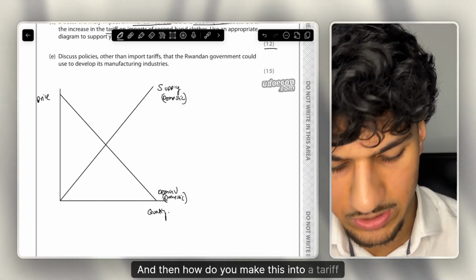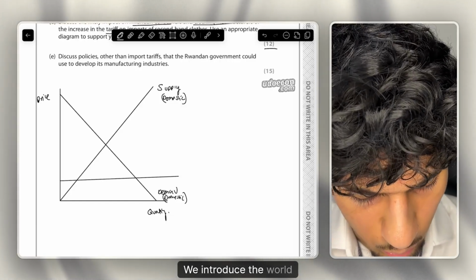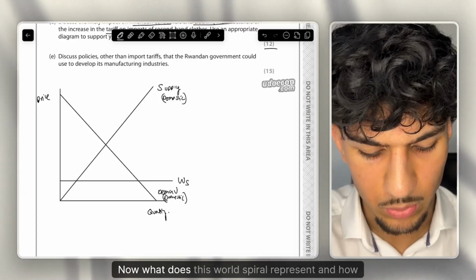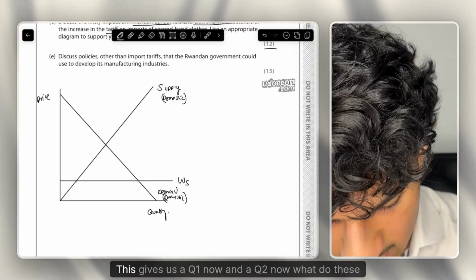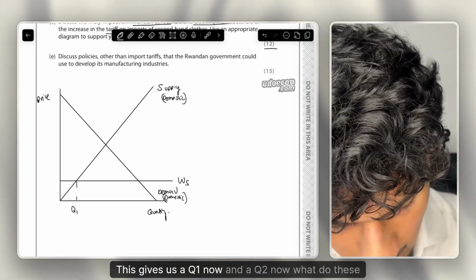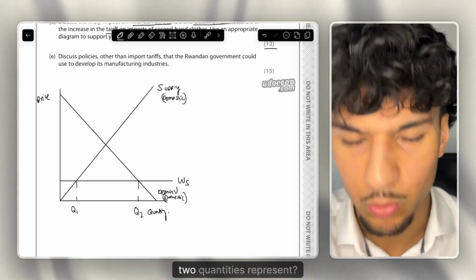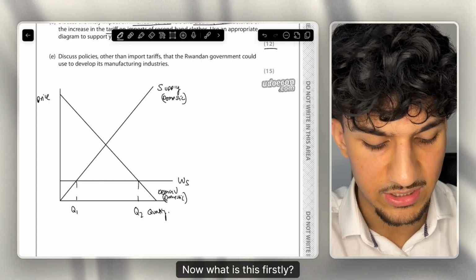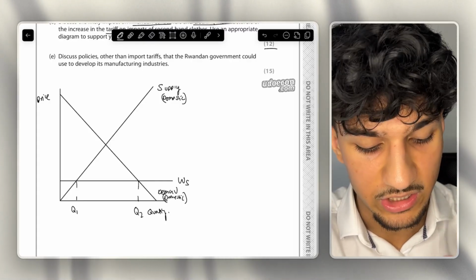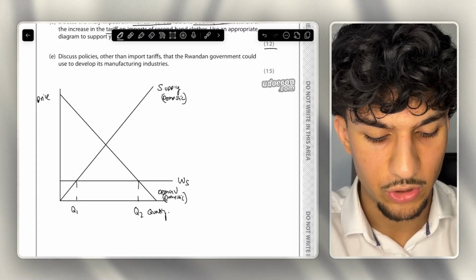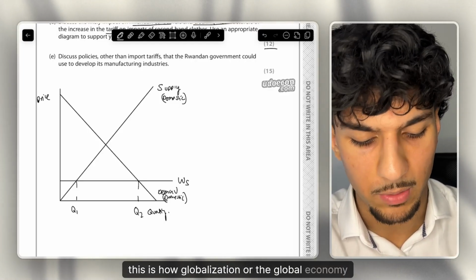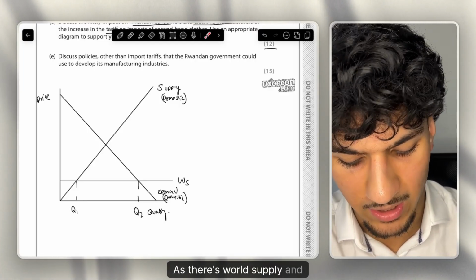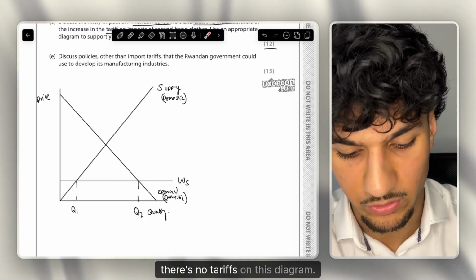And then how do we make this into a tariff diagram? We introduce the world supply. Now, what does this world supply represent, and how do we label this on the diagram? So this gives us two quantities. This gives us a Q1 now and a Q2. Now, what do these two quantities represent? And what is this firstly? This diagram firstly represents free trade. So before any trade barriers, this is how globalization or the global economy would look, as there's world supply and there's no tariffs on this diagram.